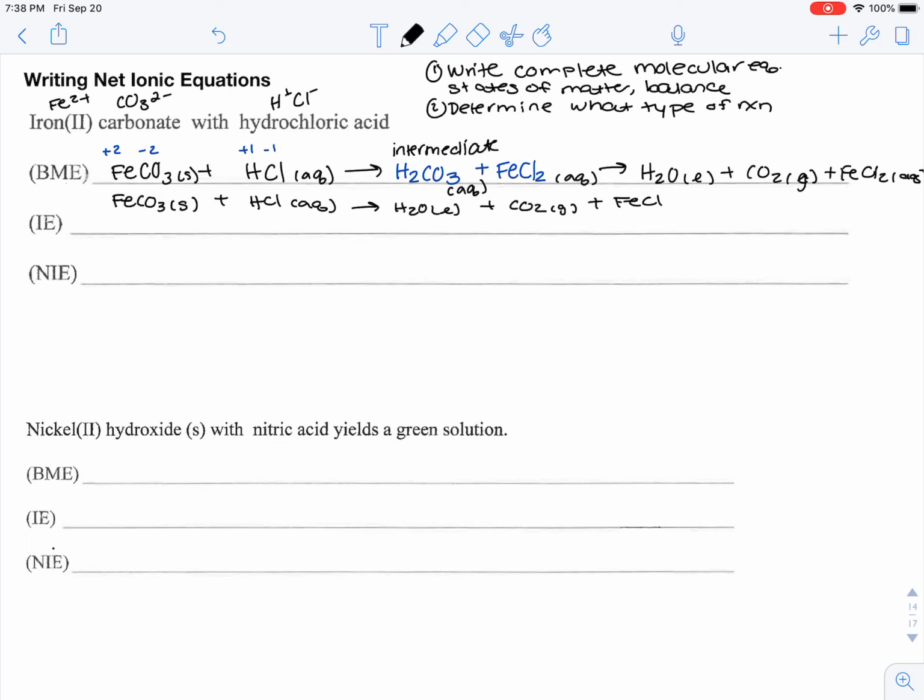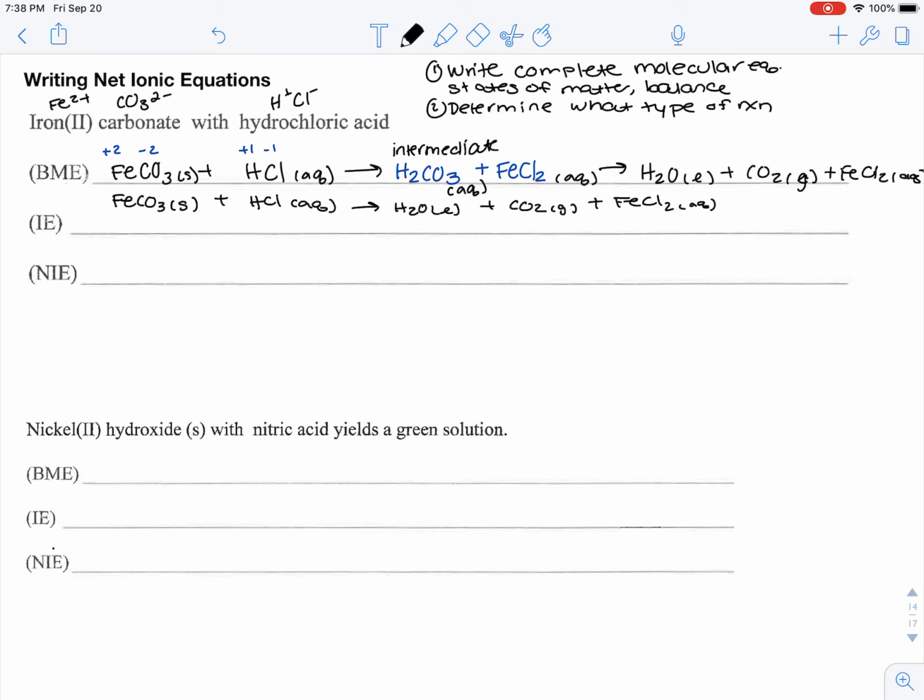Whenever you have carbonate that is in an ionic compound reacting with an acid, it will always form water, carbon dioxide, and an ionic compound, a salt, not iron specifically, but in this case it was iron 2 chloride, because it's aqueous.